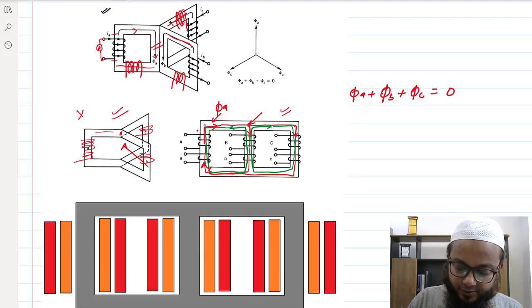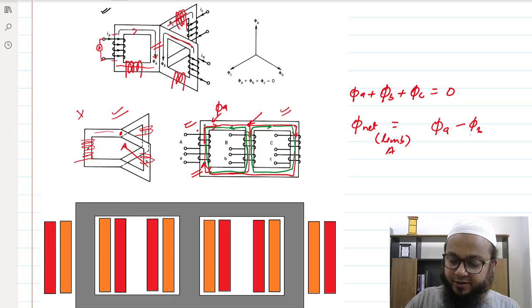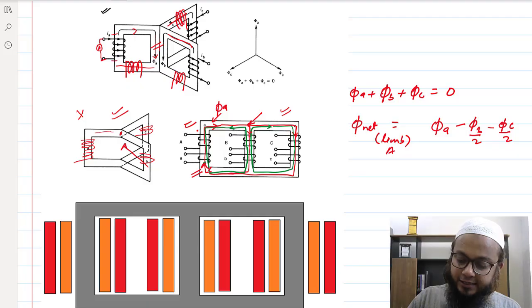So in each limb, the net flux would be, let's say for limb A, if I mark this limb as limb A, phi A minus phi B by 2 and minus phi C by 2. Okay. Similarly, for the other limbs also, you'll see that this expression is coming.